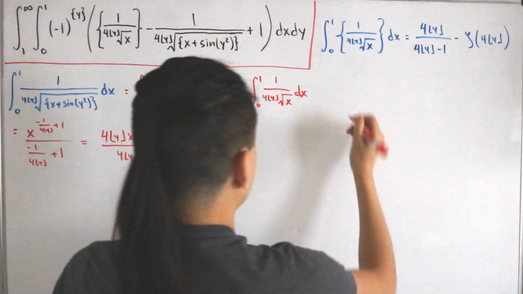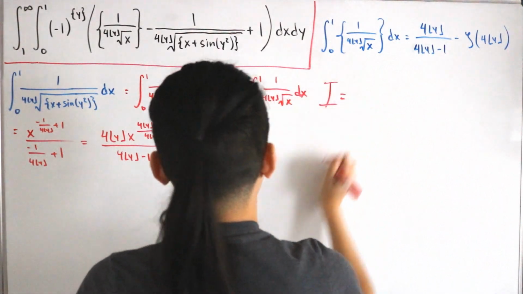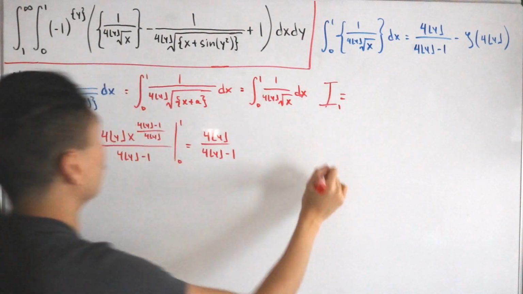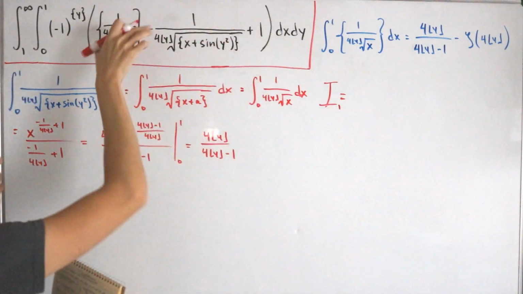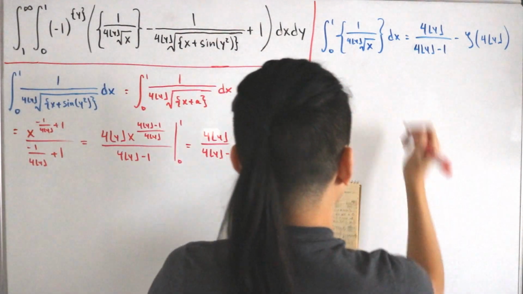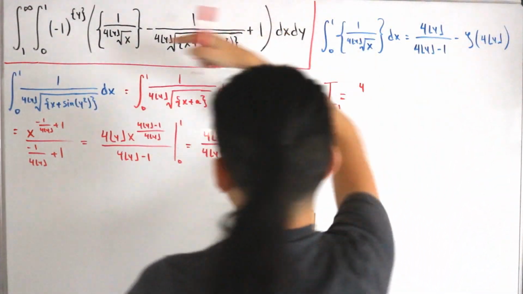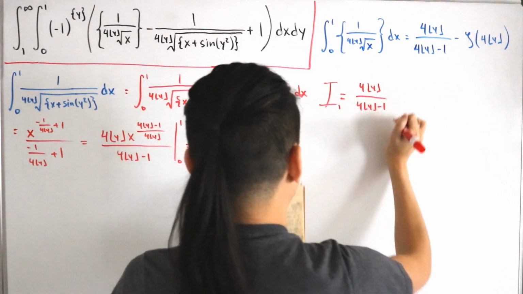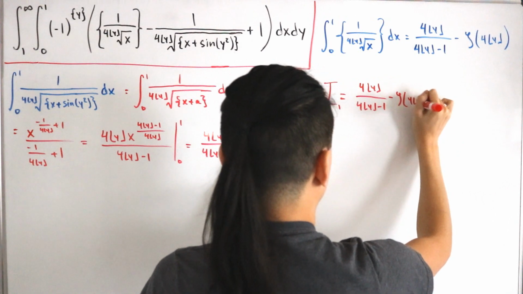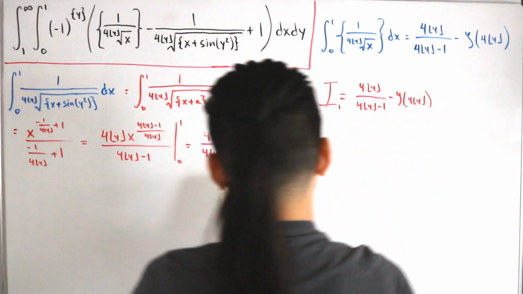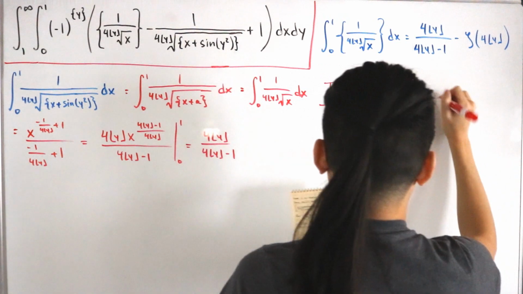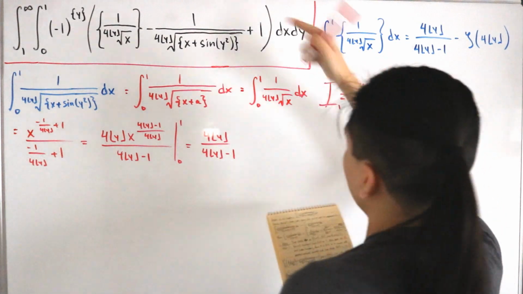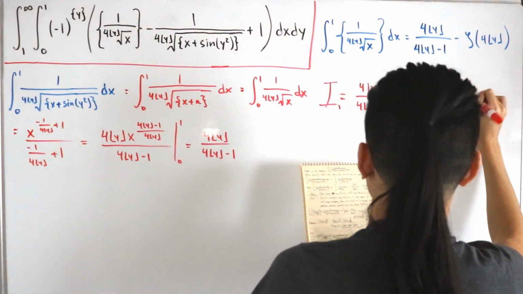Now really, all that's left is capital I. I'm going to call capital I our given integral, and I'll call this capital I sub 1, the inner integral that we're actually evaluating. Everything in these parentheses is going to equal what we just evaluated, 4y divided by 4y minus 1, subtract the Riemann zeta of 4y. And then next is minus what we just calculated here, minus 4y divided by 4y minus 1, and then the integral of 1 is just 1.